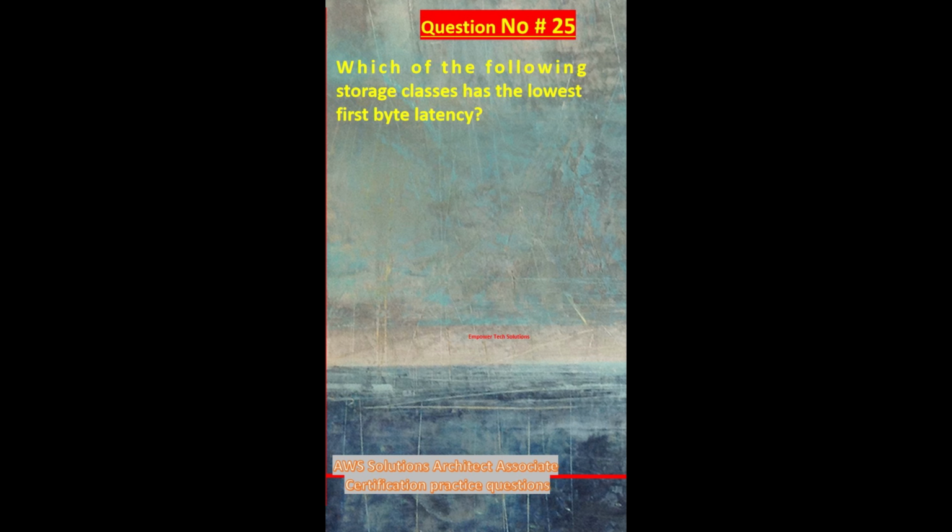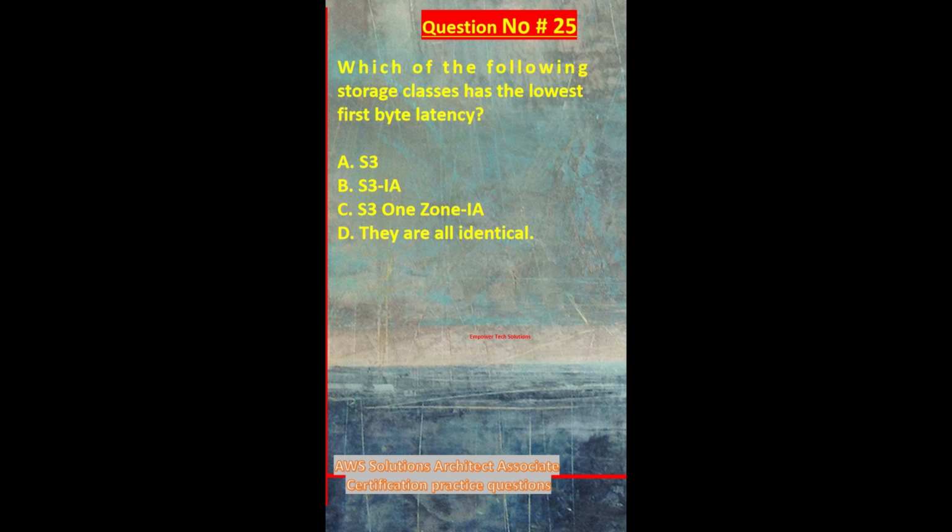Which of the following storage classes has the lowest first byte latency? A. S3. B. S3 IA. C. S3 One Zone-IA. D. They are all identical.